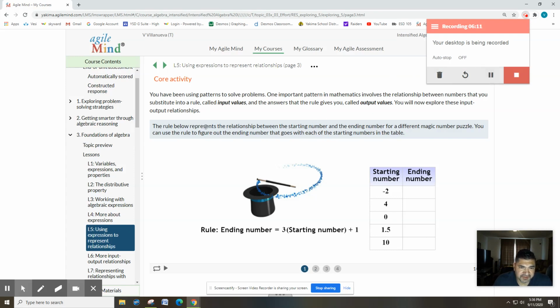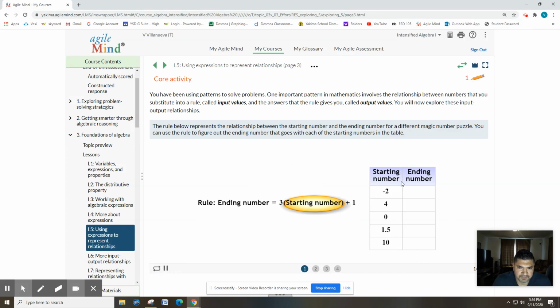Okay, the rule below represents the relationships between the starting number and the ending number for a different magic number puzzle. You can also use the rule to figure out the ending number that goes with each of the starting numbers in the table. So here they give us a rule. Our ending number is going to be equal 3 times the starting number plus 1. So here's our starting number, the input. We're going to first start off with this -2.